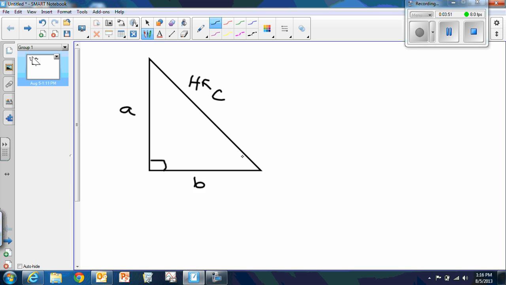So I'm just going to pick one of the two angles that are not 90 degrees. I'm going to pick this one right here, just because I get to pick whichever one I want. So if I pick this angle, that is the Greek letter theta. Theta is just a Greek letter we use to represent angles. And so this angle here is theta.